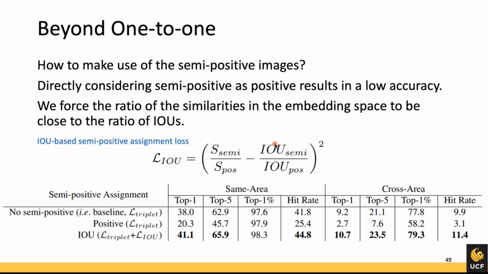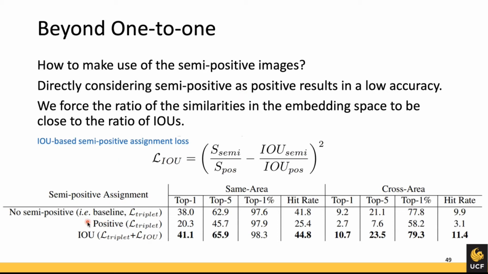Also in our setting, we do not only have one reference image for one query. We also have other references, especially these semi-positive images. So how can we make use of these semi-positive images? One simple and direct way is to consider these semi-positive images as positive examples, and just use that to train the model.